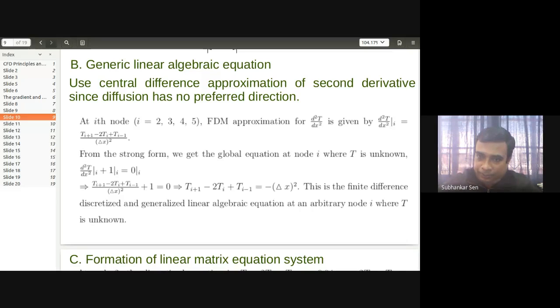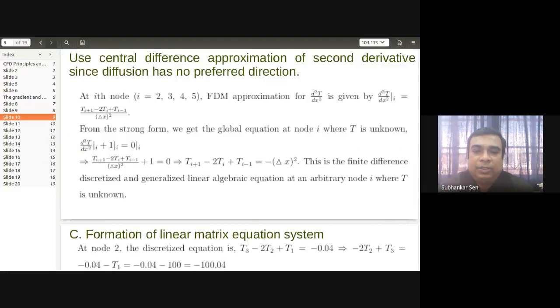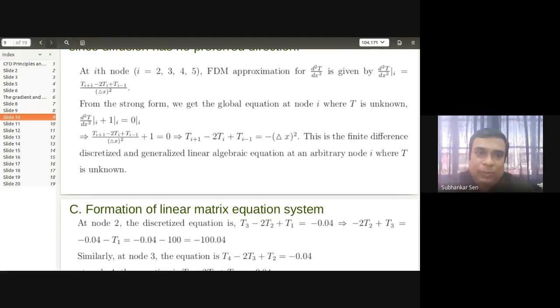What we do is bring all the unknown quantities to the left hand side and all the known quantities to the right hand side. Temperatures are unknown, so they come to the left hand side, and delta x is a known quantity. This is your mesh size, a known quantity, so you bring it to the right hand side. This is known as the generic algebraic equation. As I was saying, the purpose of CFD is to convert the differential equation to a set of algebraic equations, and we have already done that.